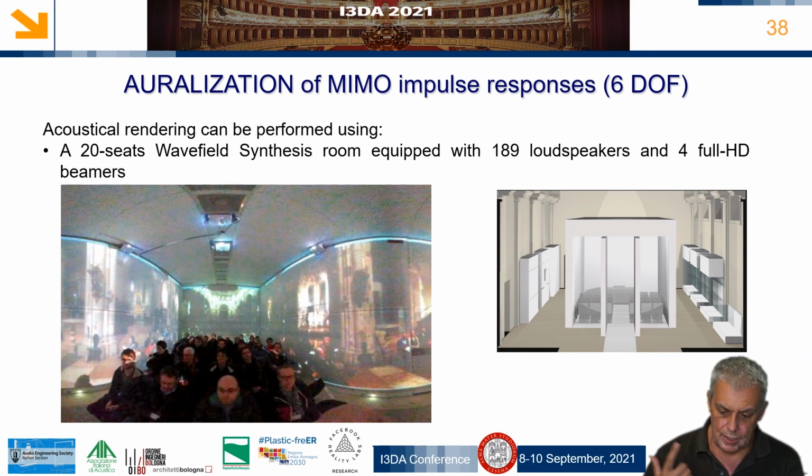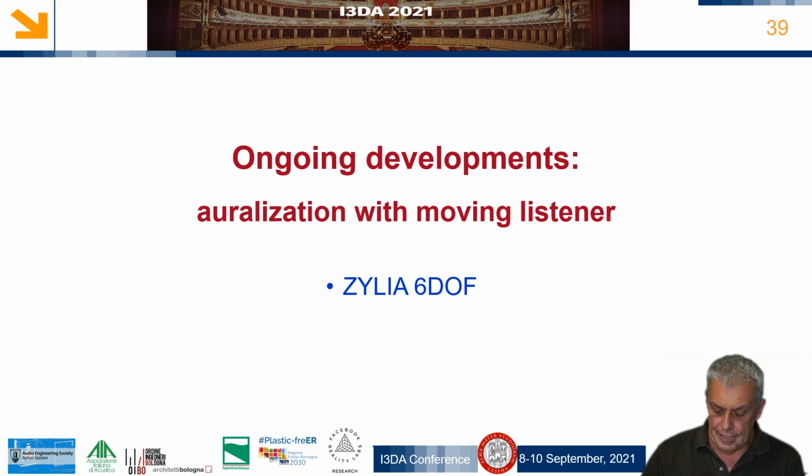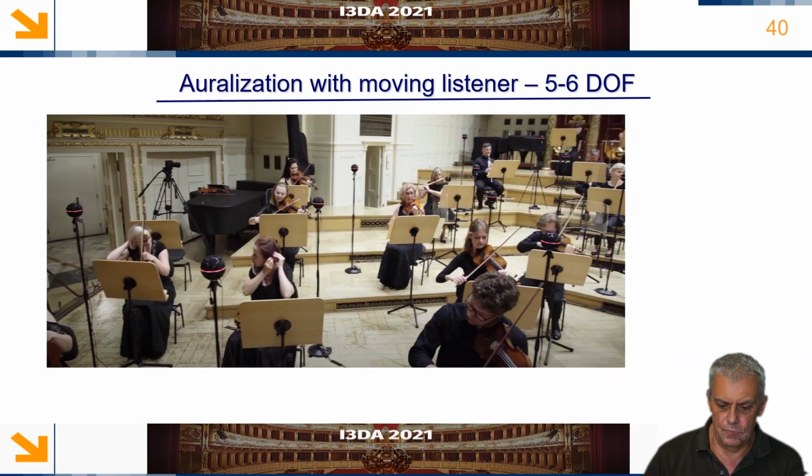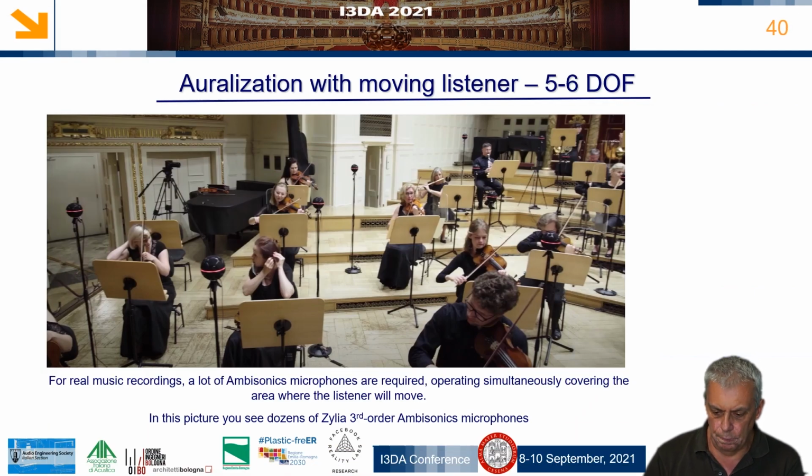So also the visual rendering, the panoramic photo of the archaeological site where the recording was done, is displayed all around the listener sitting in this room. Finally, another ongoing development is the usage of the Zylia 6 degree of freedom method. This approach was developed for real recording, not for auralization, where in a room during a concert a large number of Zylia microphones are placed covering all the listening area.